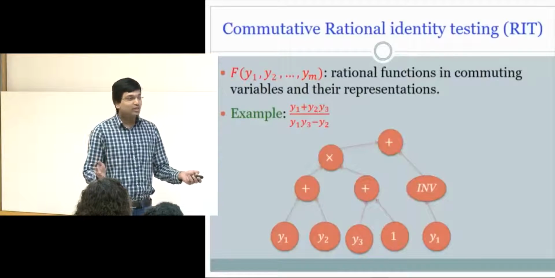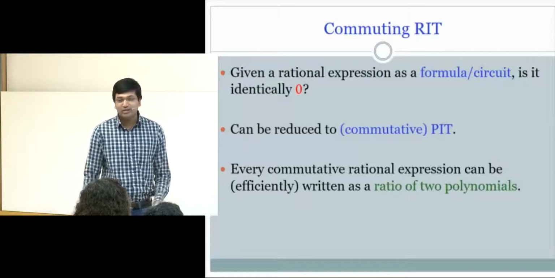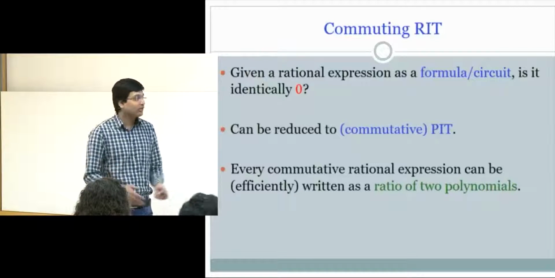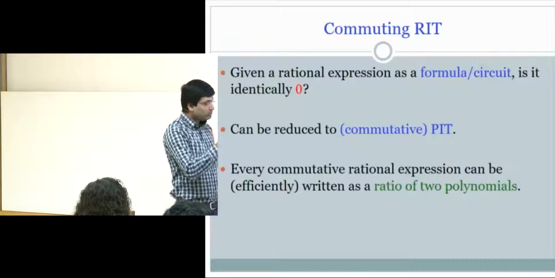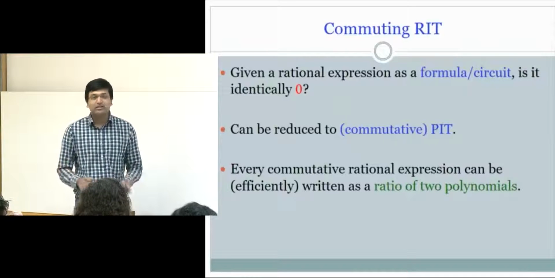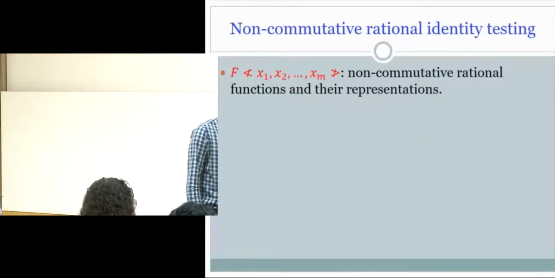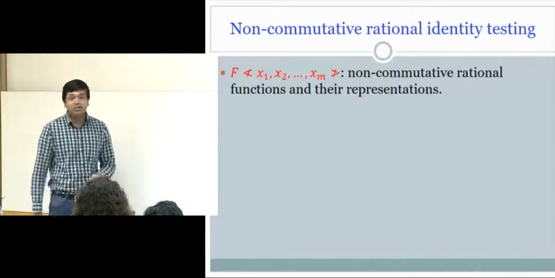You've probably never heard of this problem, for good reason, because it basically reduces to normal PIT easily. You can always eliminate divisions from your circuit or formula in the commutative case. So commutative rational identity testing is just polynomial identity testing. There's nothing special going on. But in the non-commutative case, there's a big difference between rational identity testing and polynomial identity testing.